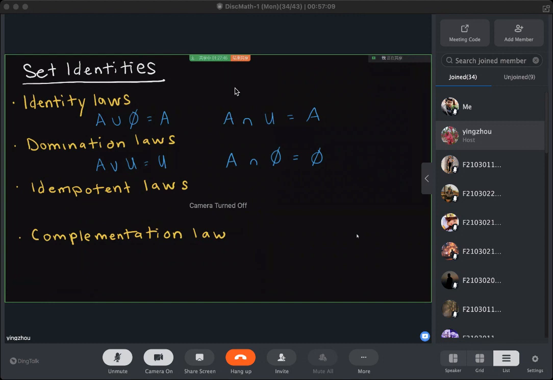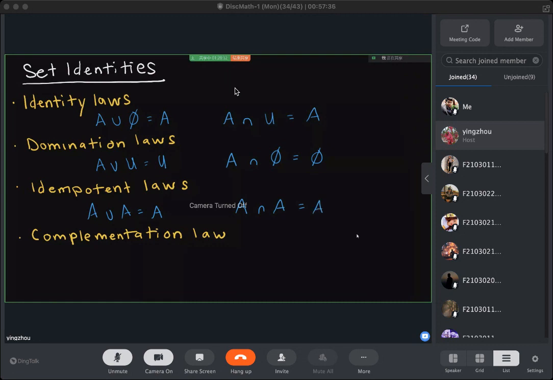Idempotent laws: A union A, will that make sense? A union A would just be A. I'm taking the same set combined with itself, so what's in either set is A. Same thing for what's in both sets: A intersect A would still be A. It's the same idea.